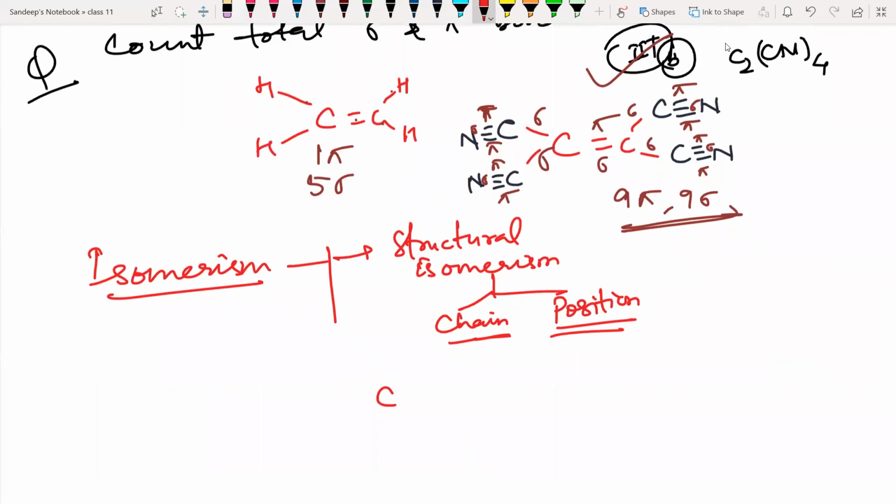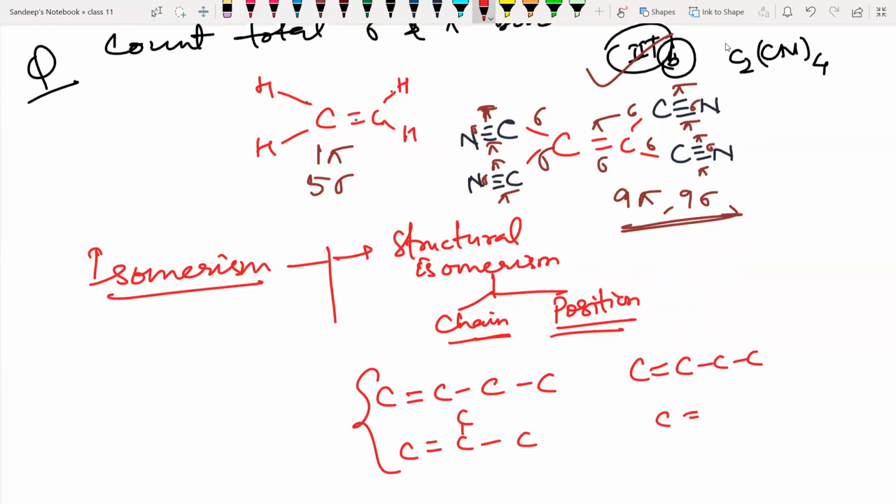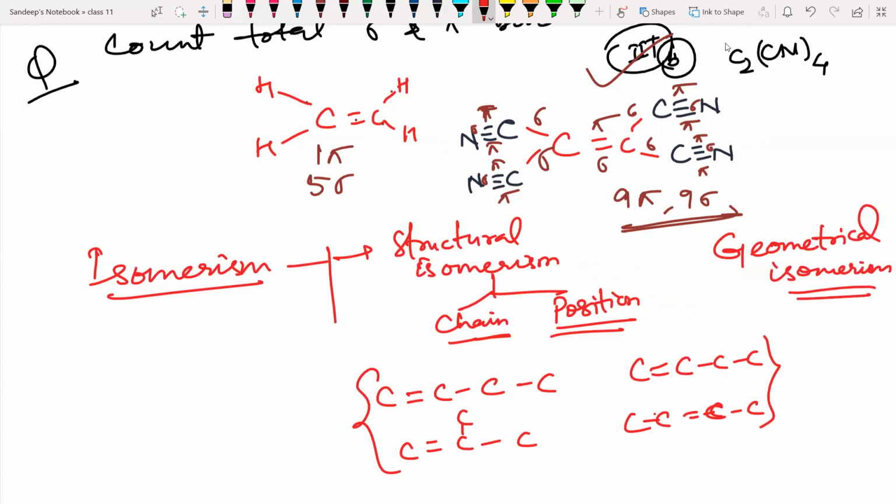Like butane and 2-methyl propene, these are chain, but butane and butene, these are position. Other than this, they also show one of the most important types of isomerism under configuration, that is called geometrical isomerism. So most of the entrance exams as well as board exams do ask questions from geometrical isomerism. So this you have to prepare.